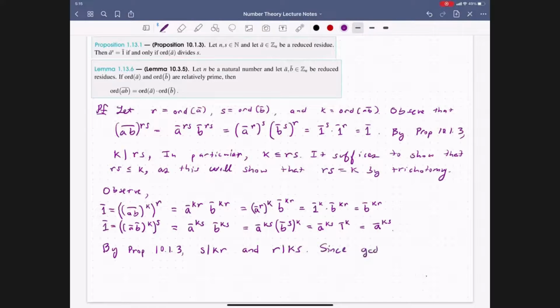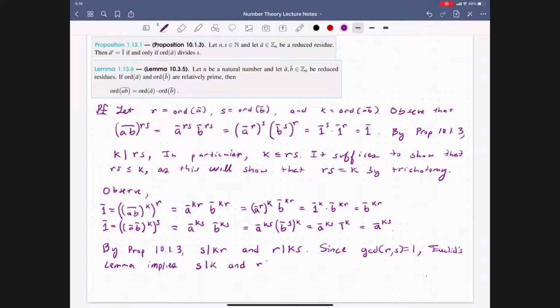And so since the GCD of r and s is equal to 1, Euclid's lemma. When I say Euclid's lemma here, I mean the one in the book. Recall that the original Euclid's lemma pertains to primes, but in the book we prove what the book calls Euclid's lemma, which tells us that if s divides kr, but s is relatively prime to r, then s divides k. And similarly, that argument over here tells us that r divides k.